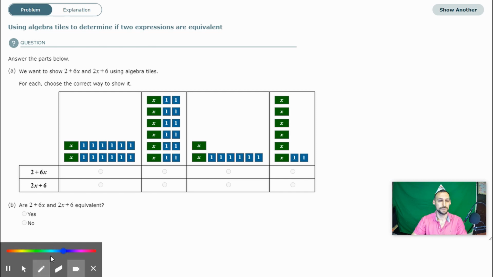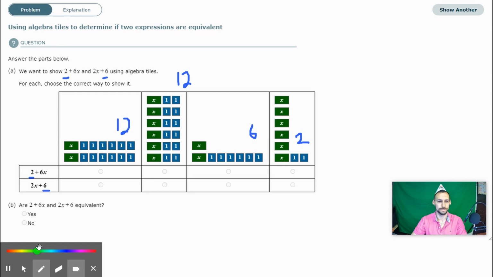So let's highlight our blue, which is going to be our constants. So terms without x are blue. And I'm going to go ahead and mark them all. I see 2 constants over here. I see 1, 2, 3, 4, 5, 6 constants over here. I see 12 constants here. And I see 12 constants here.